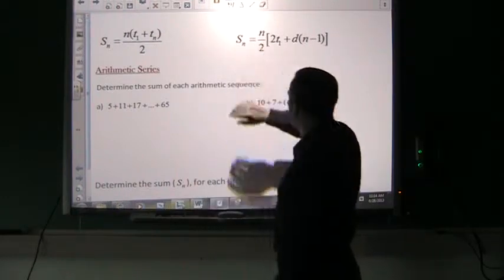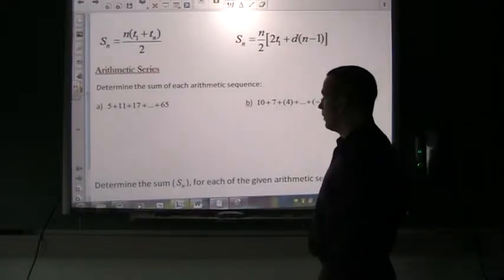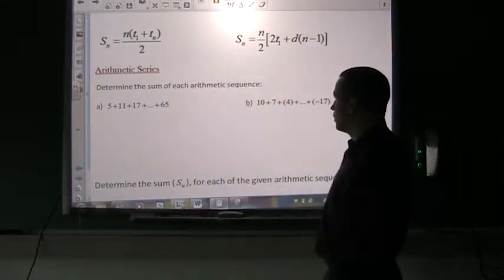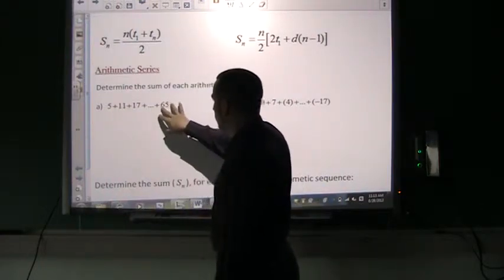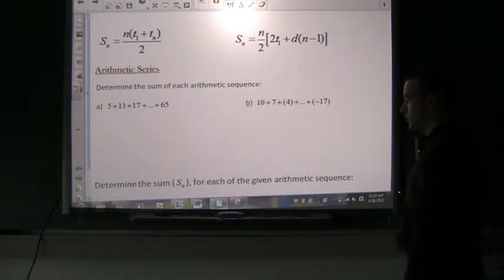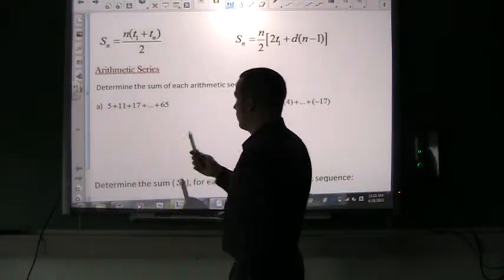These are the two formulas that you would use for actually totaling or summing an arithmetic sequence. So these are actually series. It's written as sequence here, but it's an actual series, because there's a common difference between my terms, and now I'm adding them all together instead of just going from term to term. So let's take a look at our first one.